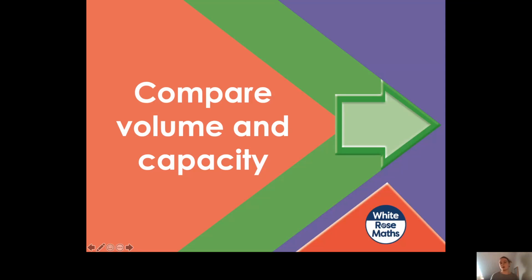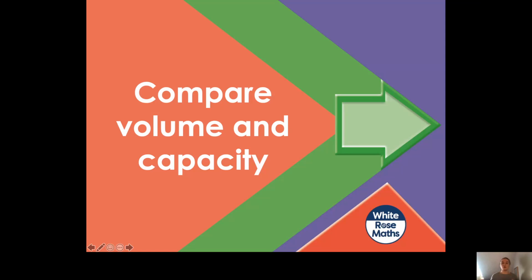And we could describe this as empty, almost empty. We could describe it as half full. We could describe it as almost full, or we could even describe it as full. Okay, if it's completely full to the top, then the volume is full.